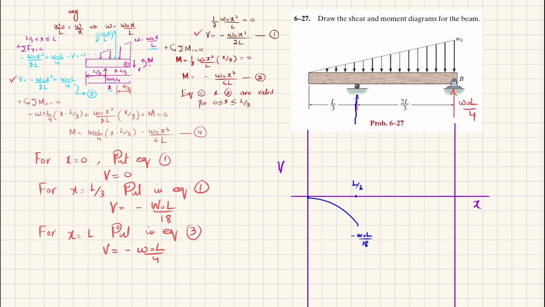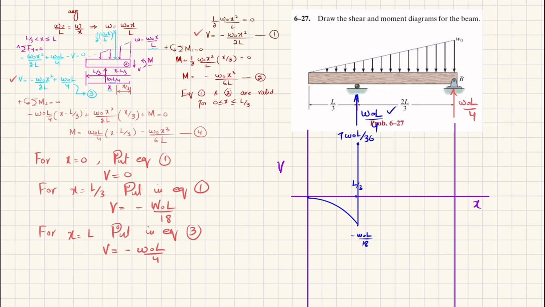And here at point A you can see that you have already a reaction force, which was W naught L by 4. So minus W naught L by 18 plus W naught L by 4 will give us 7 W naught L over 36. So let this point be 7 W naught L by 36. So shear force will change from this point till this point. This will be the point. Okay.